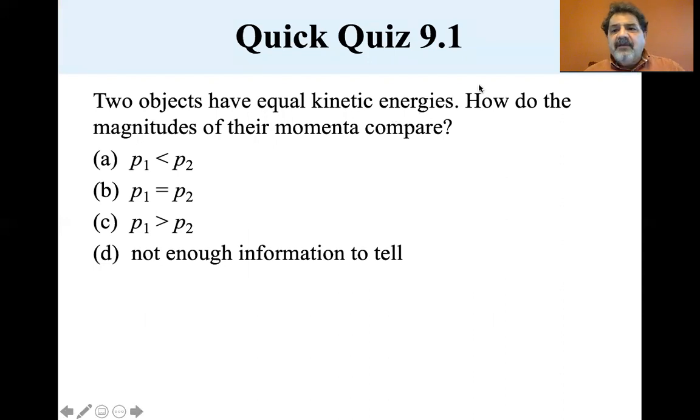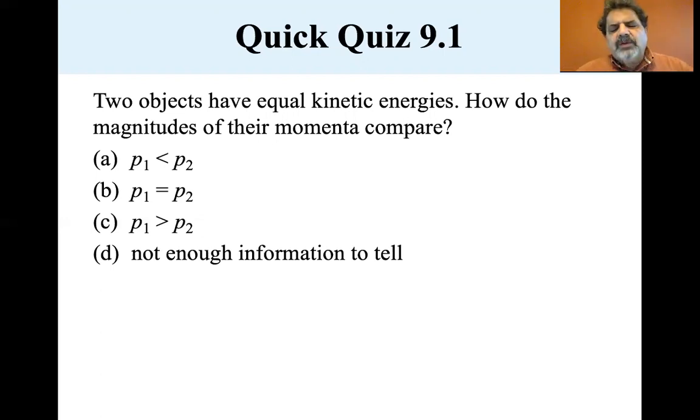Okay, let's do a little quiz here. Two objects have equal kinetic energies. How do the magnitudes of their momenta compare? Momentum one is less than momentum two, momentum one is equal to momentum two, or there's not enough information to tell.